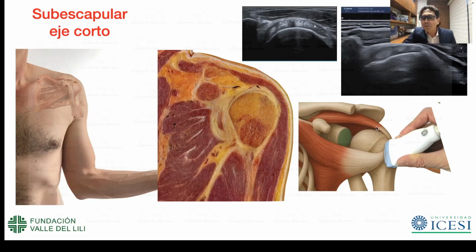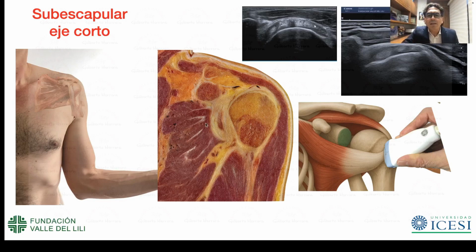The biceps comes in this direction, from proximal to distal, while the subscapularis goes from medial to lateral at its footprint. So this is the long axis, which is the one we saw, and the short axis would be with the probe in this position. It's the opposite then to identify it with the biceps, in terms of axes, whether it's long or short.